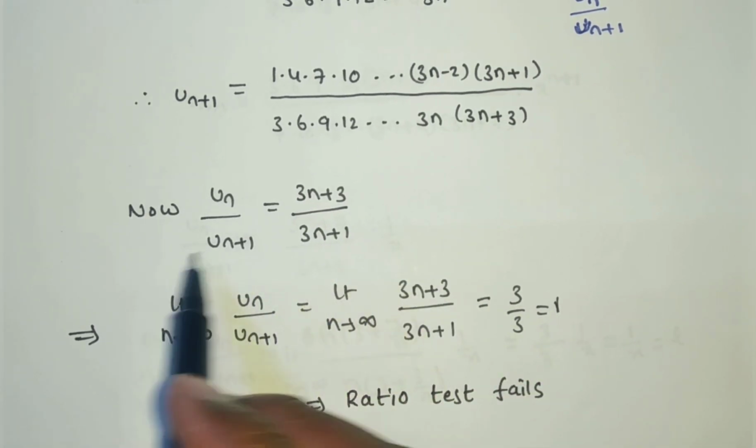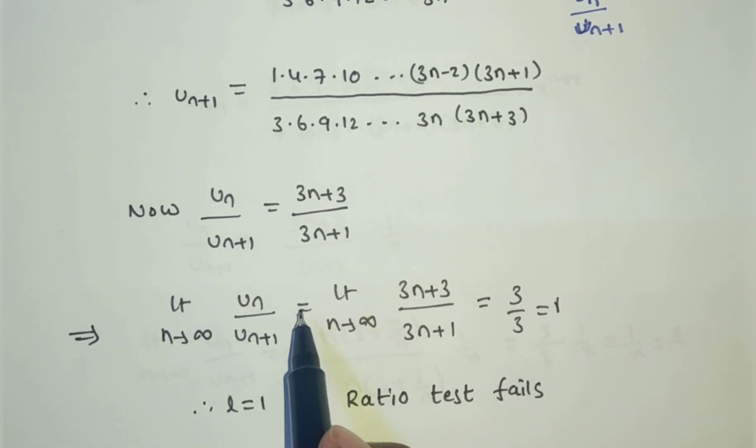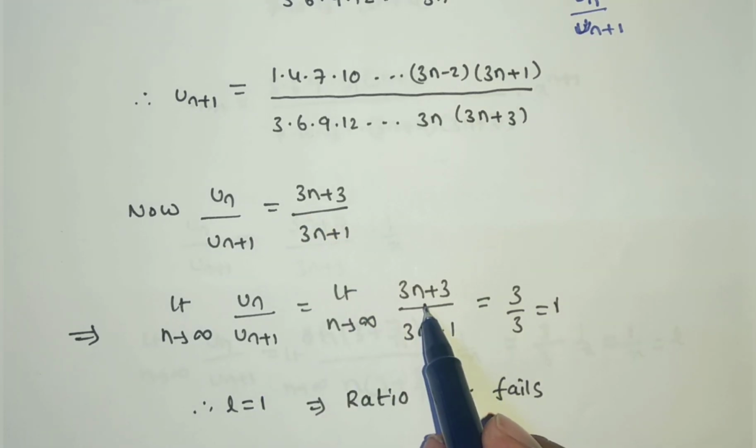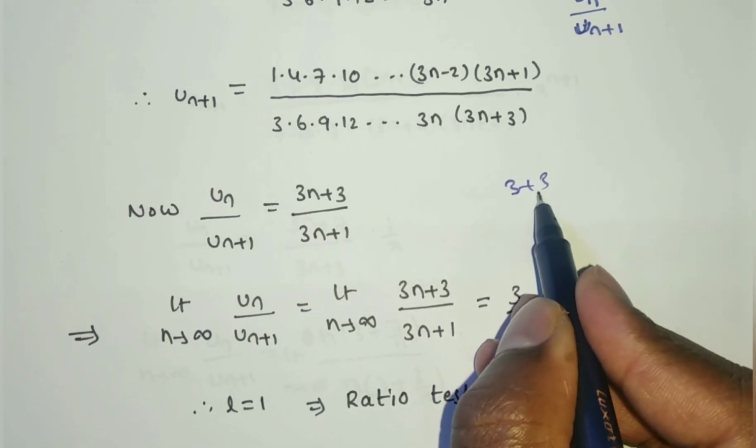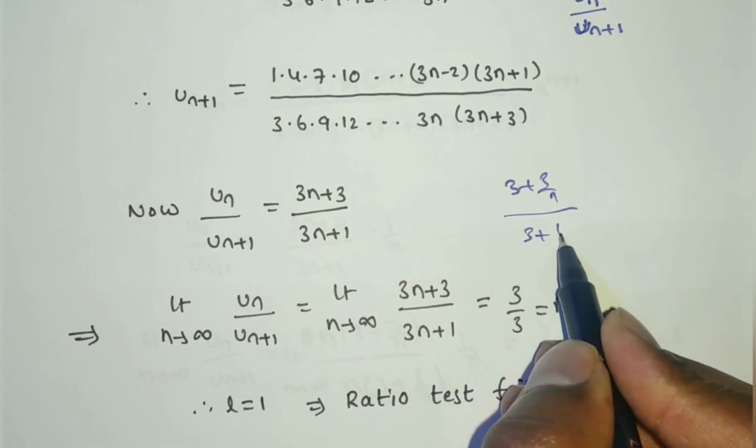Now, taking the limit as n tends to infinity on both sides, what do we have in the numerator? 3n plus 3. In the denominator? 3n plus 1. Both have the same degree. Whenever the degree is the same, you take the ratio of the coefficients as the limit. That is 3 by 3. If you have a doubt, take n common and n gets cancelled: 3 plus 3 by n in the numerator, 3 plus 1 by n in the denominator.